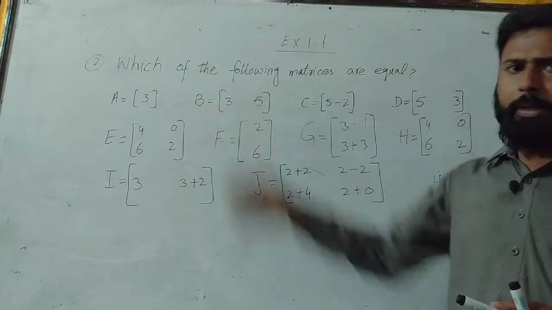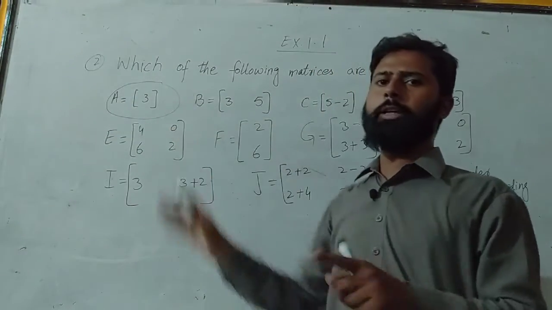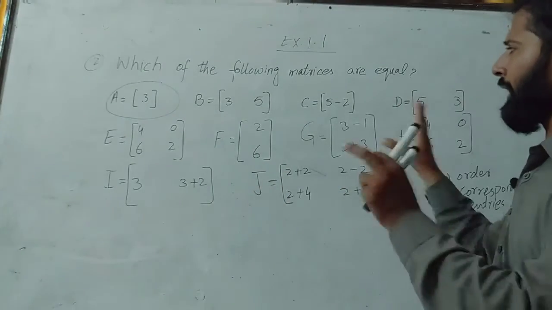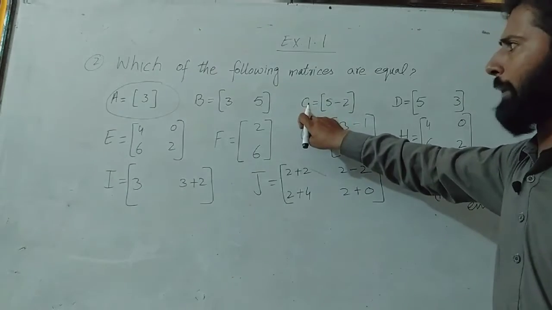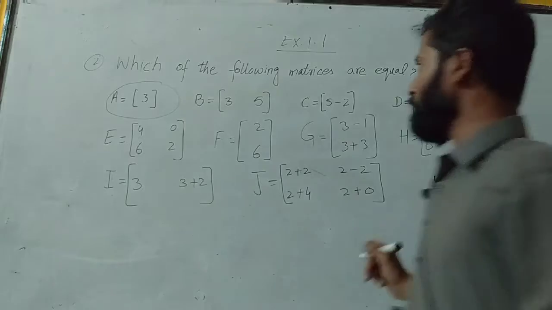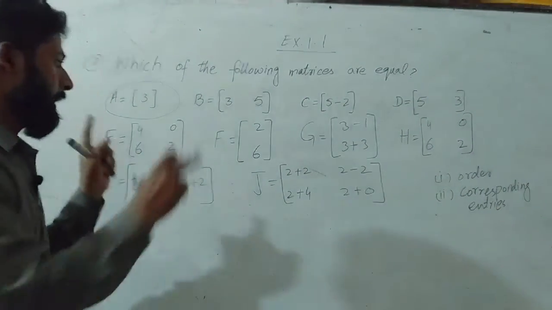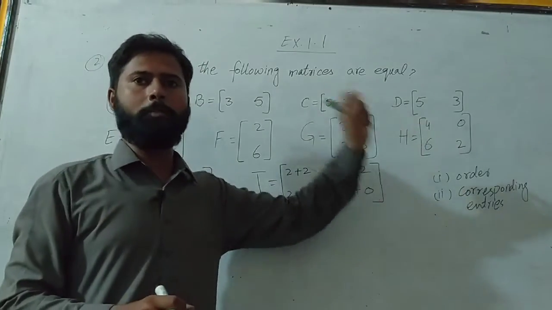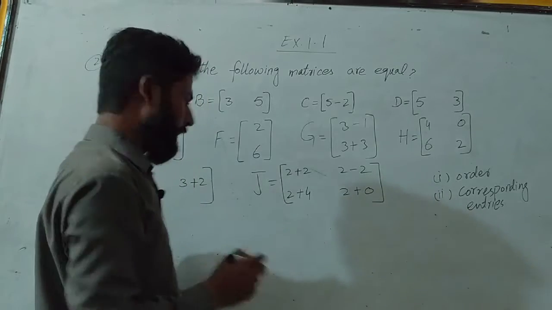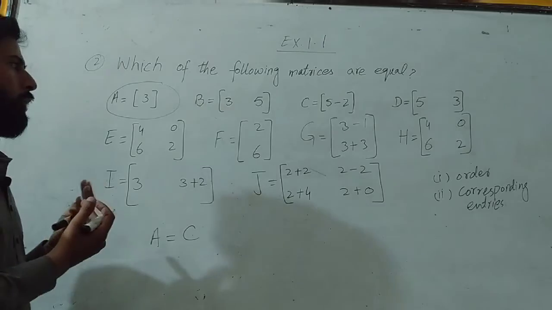So we will start from the first matrix. The first matrix is A equal to 3, only one entry present. Now we have to point out the matrix in which one entry is present. In the C matrix, 5 minus 2, that is 3, only one entry present. Now it means the order of A is equal to the order of C. Second thing was corresponding means respective entries. A is equal to 3 and 5 minus 2, answer is 3. So we will write A is equal to C.